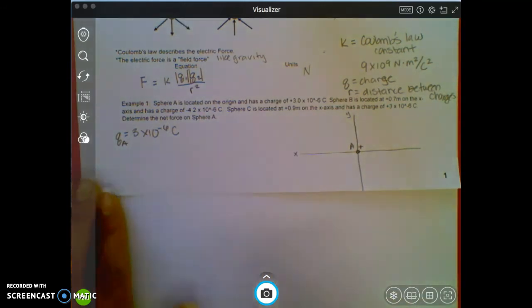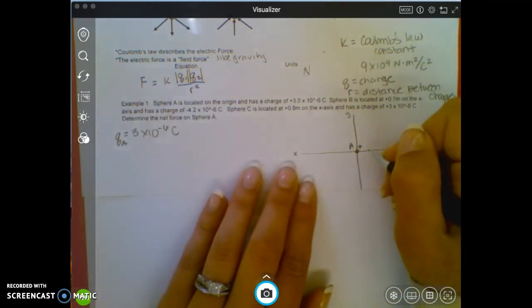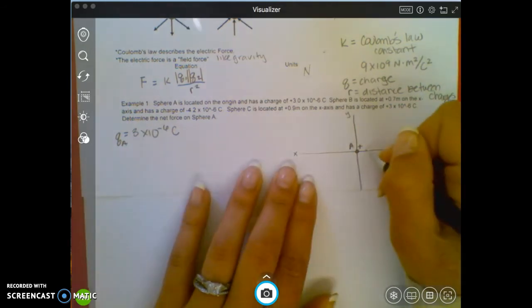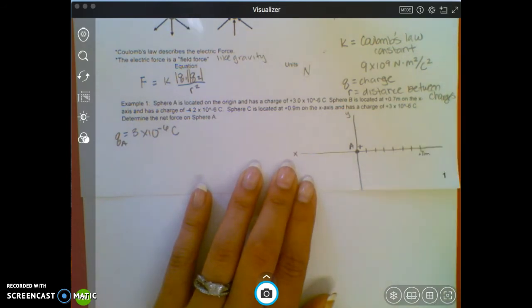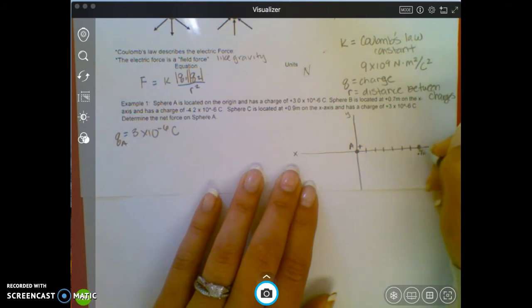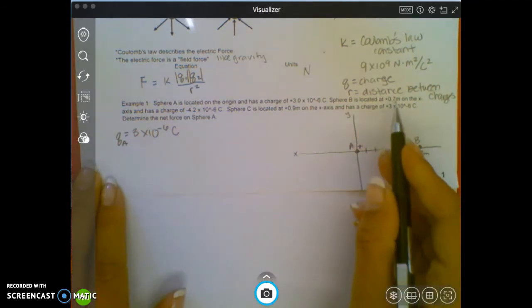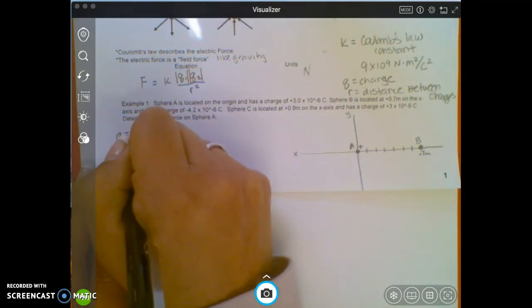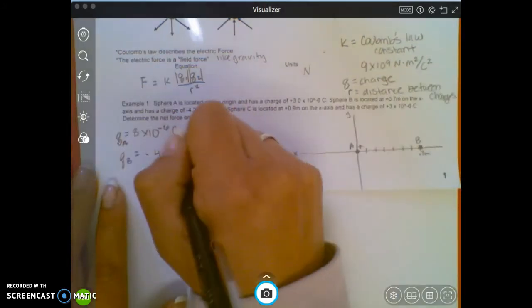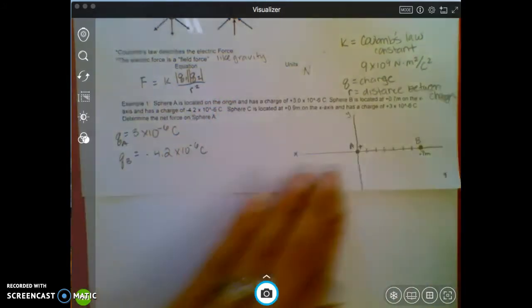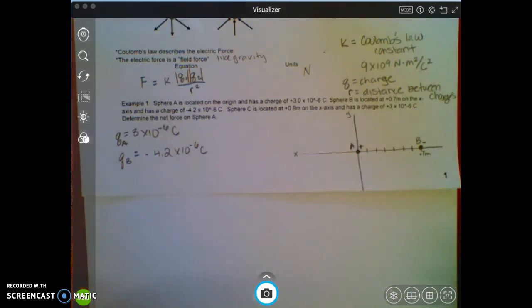Then it says sphere B is located at positive 0.7 meters on the x-axis. So I'm going to go 0.1, 0.2, 0.3, 0.4, 0.5, 0.6, 0.7. I'm going to say that's 0.7 meters, and that's where sphere B is. Sphere B has a charge of negative 4.2 times 10 to the negative 6 coulombs. I'll put a little negative sign next to it so I remember that it's negative.